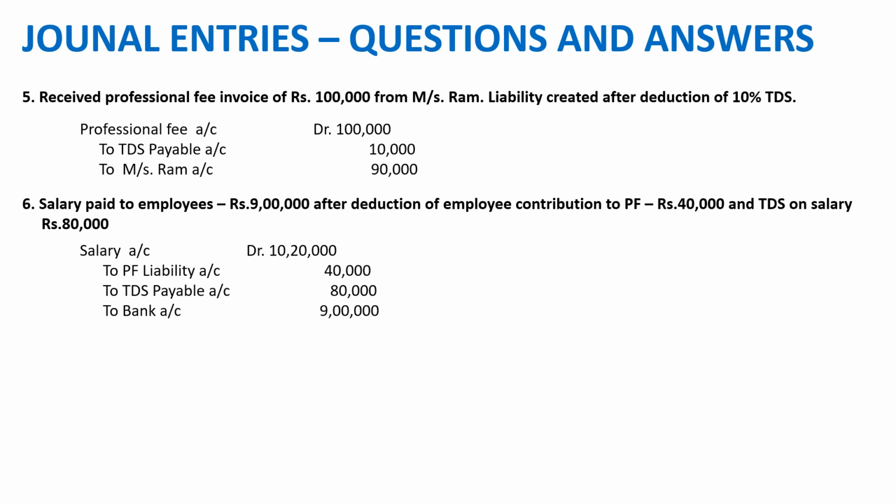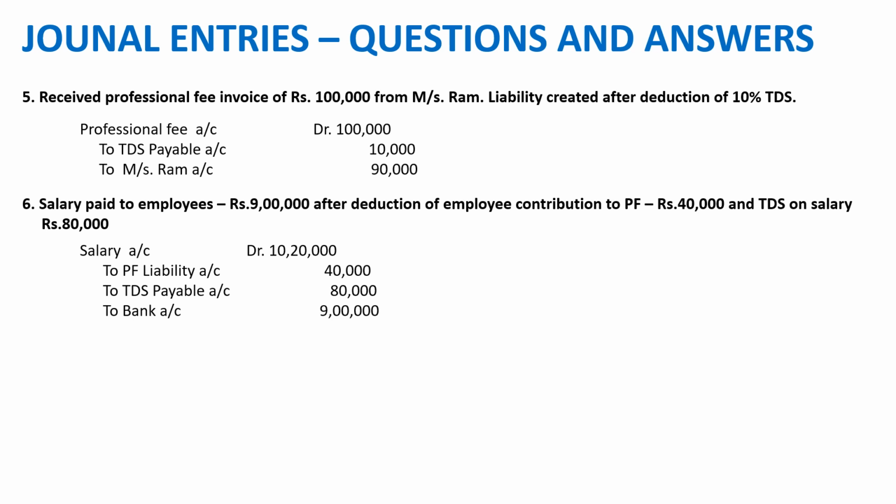So what is the deduction? PF liability, right? So PF liability is 40,000 and it is a liability which will be paid to the PF trust or to RPF. So 40,000 rupees. To TDS payable which will be paid to the government 80,000 rupees. To bank what is actually paid to the employee.